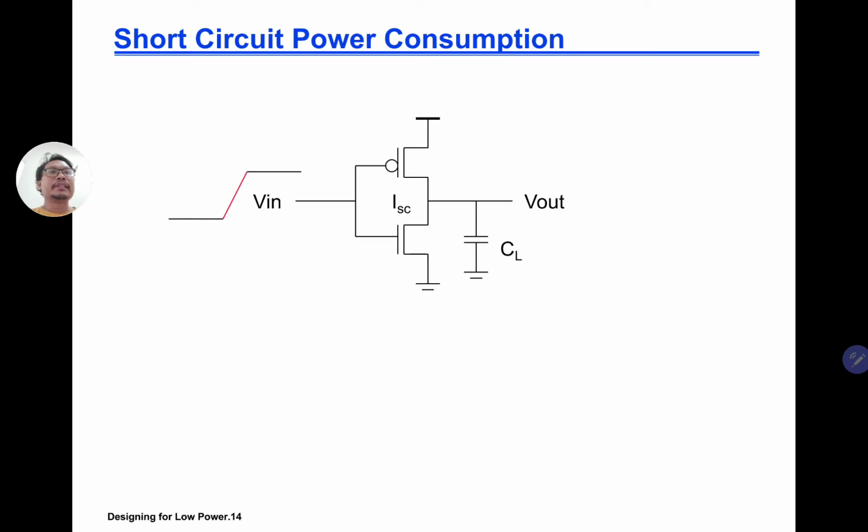So the short circuit power consumption, let's see what's going on here. The short circuit happens when both are on. Remember, both on happens when your input is VM, and both can be in saturation or maybe velocity saturation even. So when both are on, then you're going to have a current flow from VDD all the way to ground.